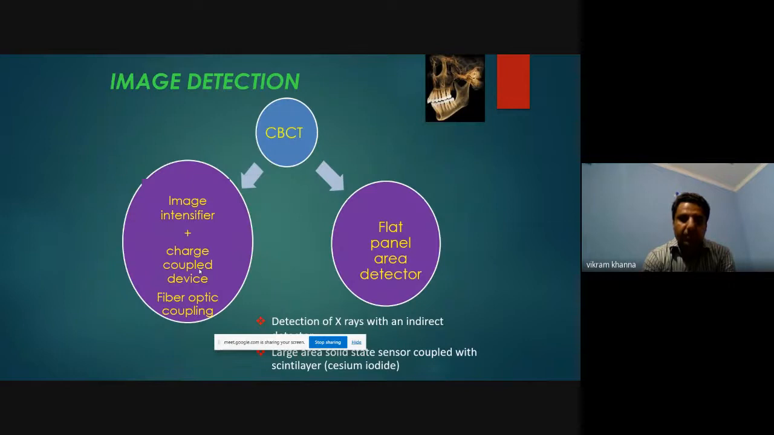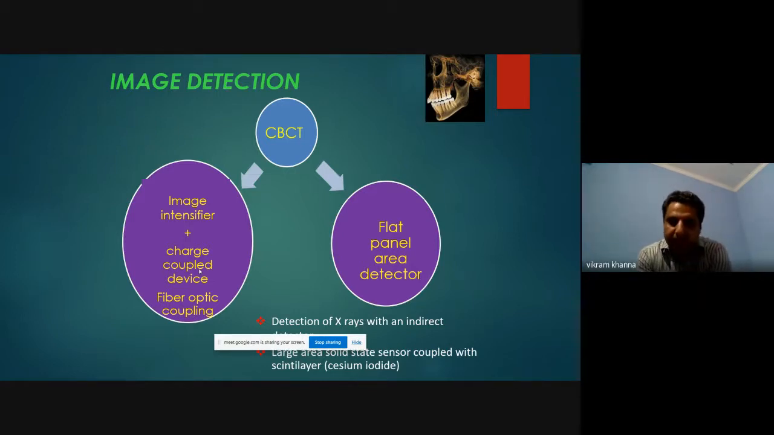Now we have seen the source part, how it has been made from projection data and all. Now, what are the detectors made up of? There are majorly two detector types, and nowadays one more type has been added. One is image intensifier plus charge coupled device, that is CCD based. Second is flat panel detectors, and third, which is now coming, is CMOS based, complementary metal oxide semiconductors.